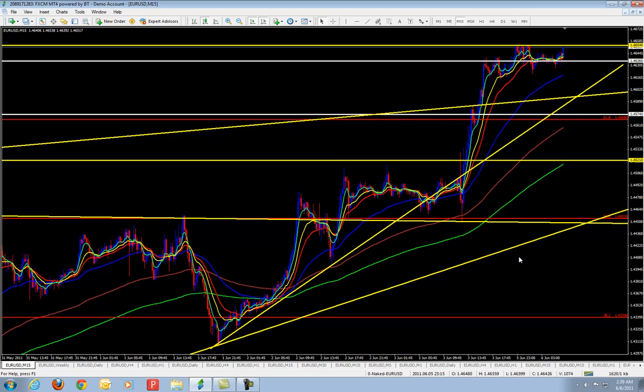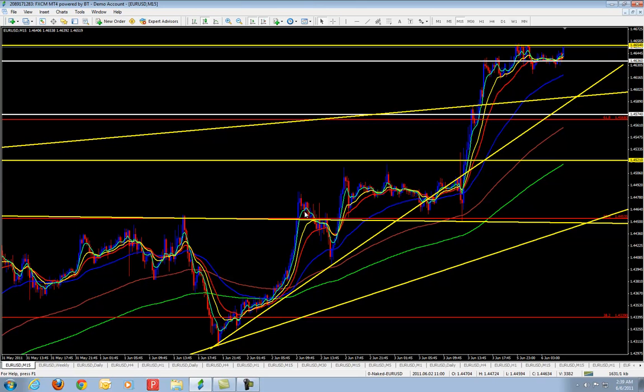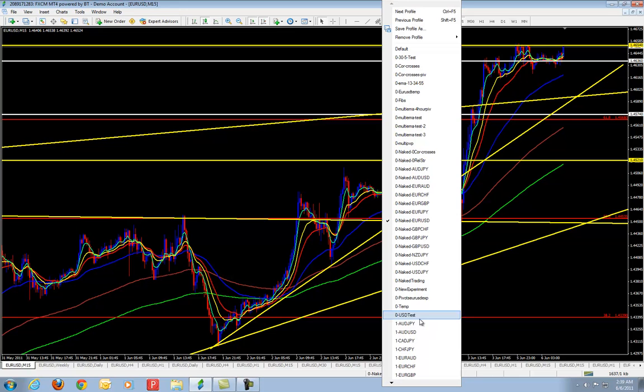A naked chart means no indicators, no oscillators. If I added oscillators, the chart would look something like... Well, you know what? Instead of adding an oscillator to this chart, I'm going to show you a chart with an oscillator. Let's go to the euro dollar.